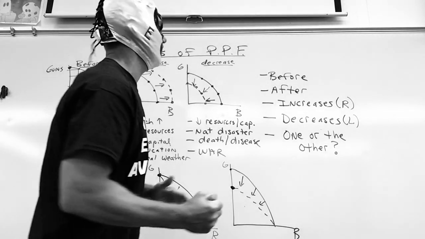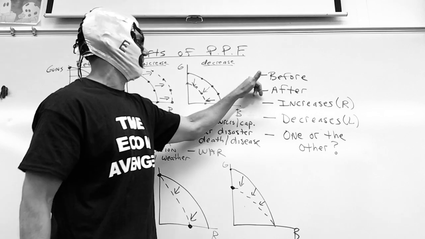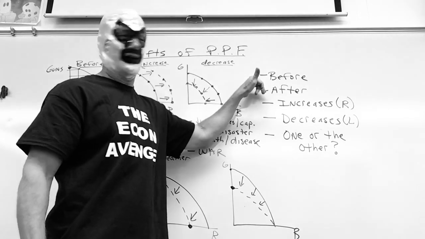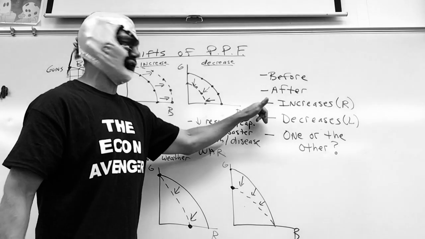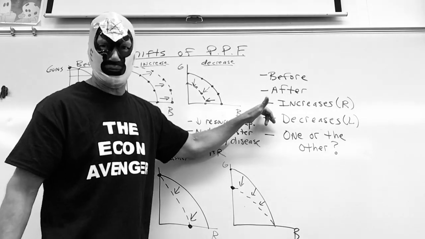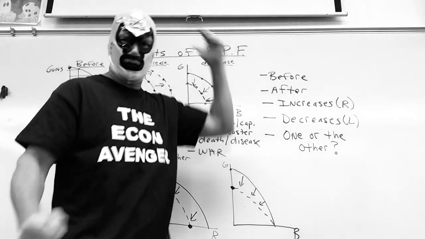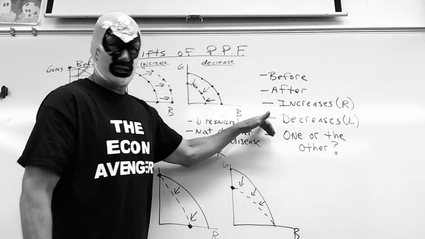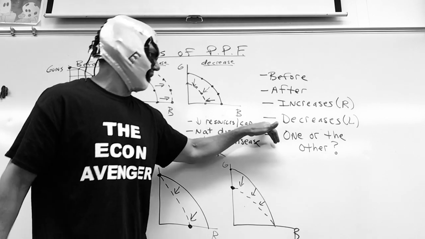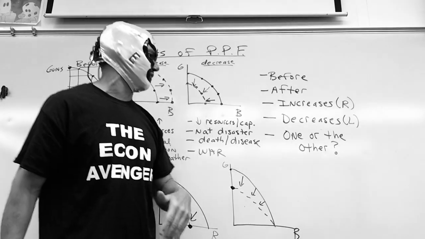Okay, here's the agenda. We're going to talk about a PPF before the shift happens. We're going to look at what happens after the shift happens. We're going to look at what increases in a production possibilities frontier are and what the causes are that can do that. We're going to look at decreases, or what can cause it to shift to the left.